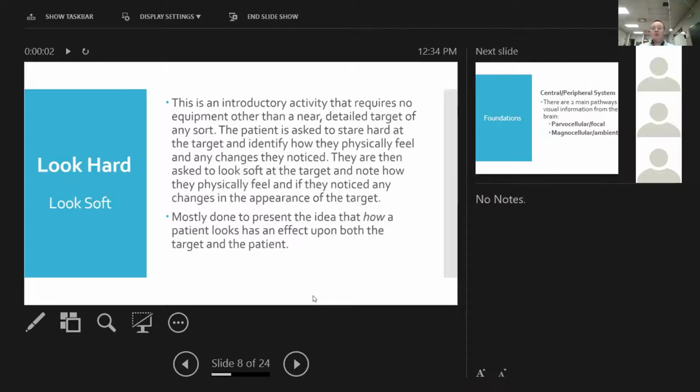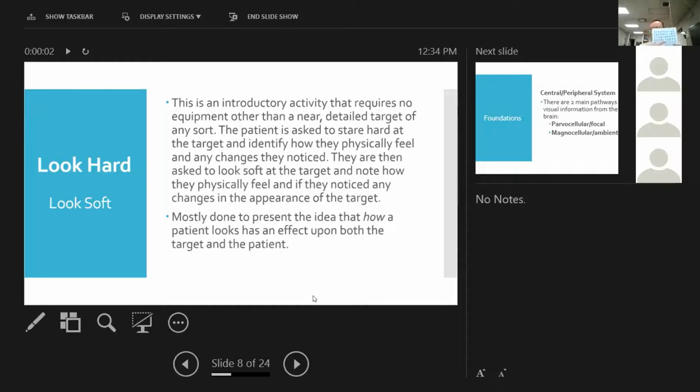And then I'll ask, now I want you to look soft, like butterflies and sheep and cotton candy, and use audible snaps and have them open up their periphery to where they notice the difference, okay? So then as they stare hard, they identify how they physically feel and then identify any changes that they notice, okay?